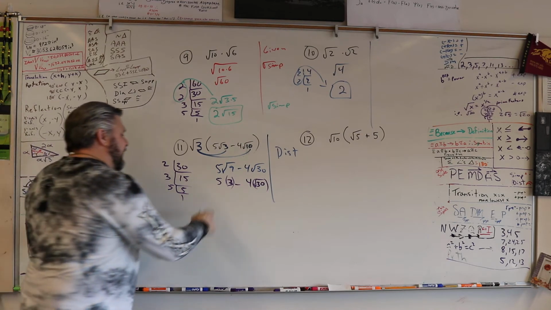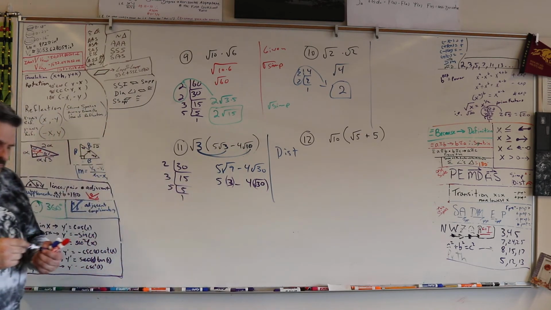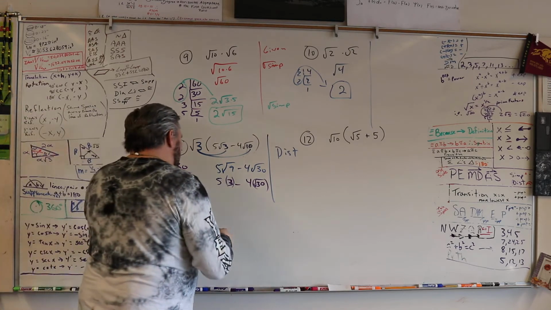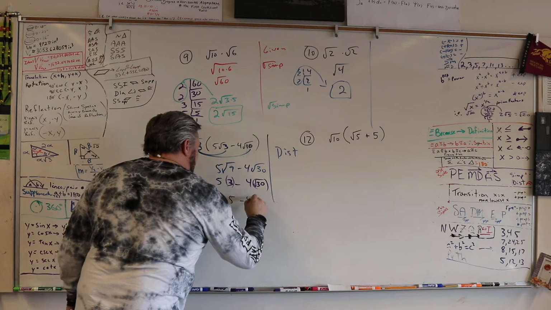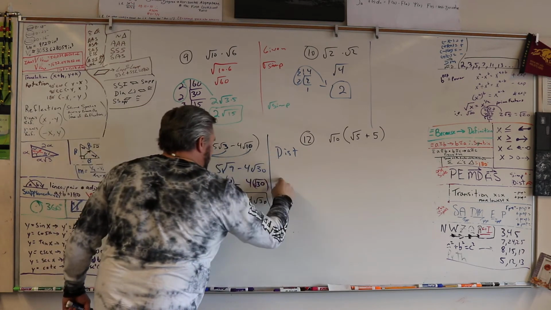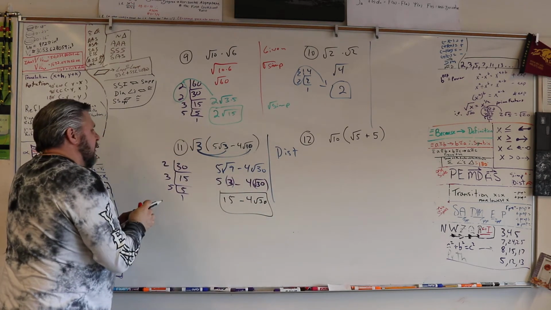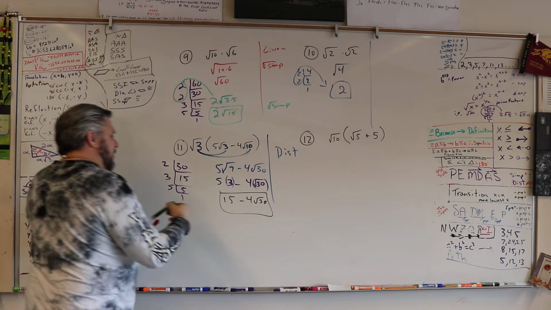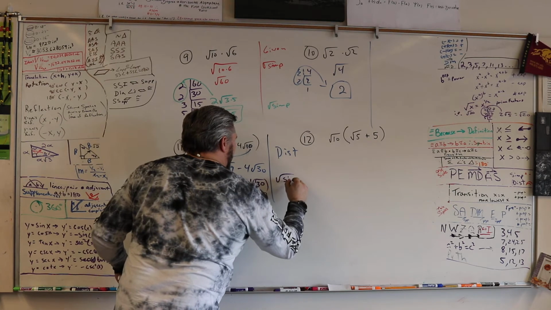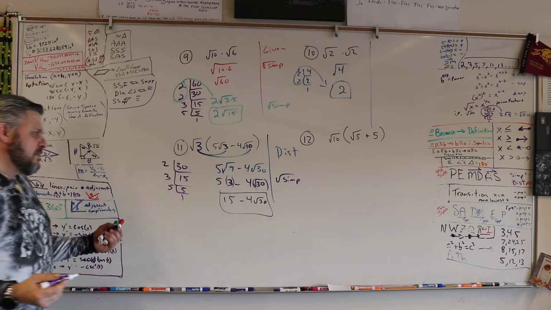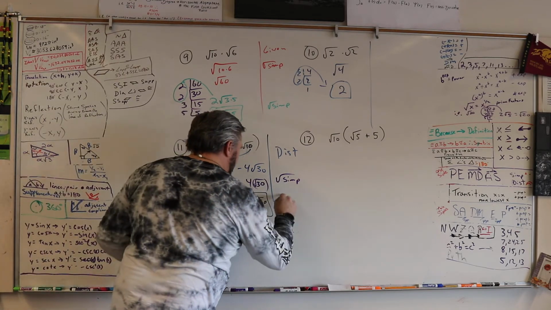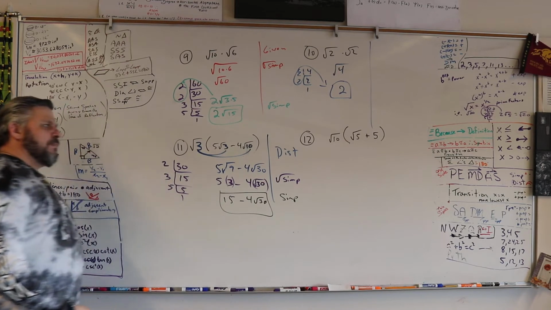Okay? Now, what's 5 times 3? 15. I was doing the math in my head. So it's 15 minus 4 square root 30. And that's it. That's your answer. So we distributed. And then we simplified radically, right? So we radically simplified the square root of 9. And then we multiplied, right? Basic simplification. Okay? That's it.